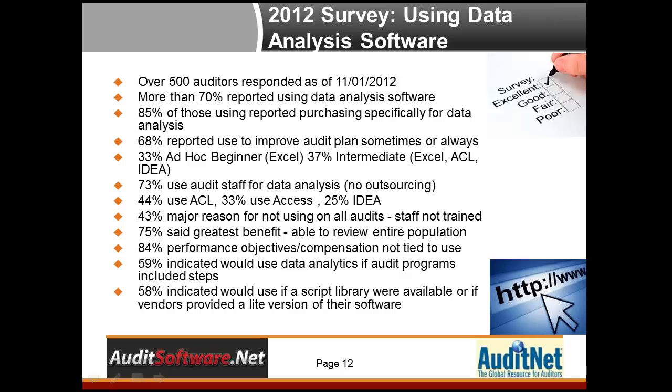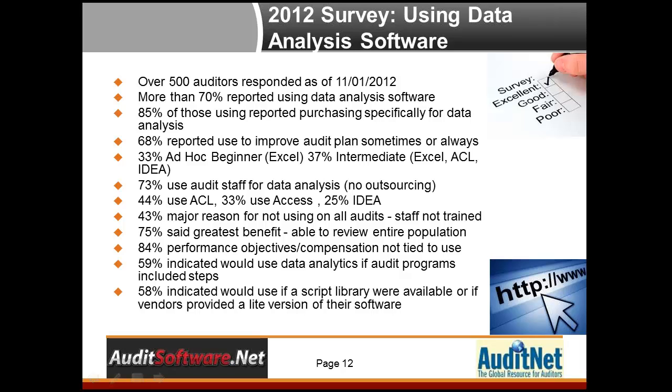The other issue we found was that commonly available audit programs do not have embedded steps for data analysis, and many of them do not even consider the use of data analytics. So the solution is that we need to be creating data analytic enabled audit work programs.